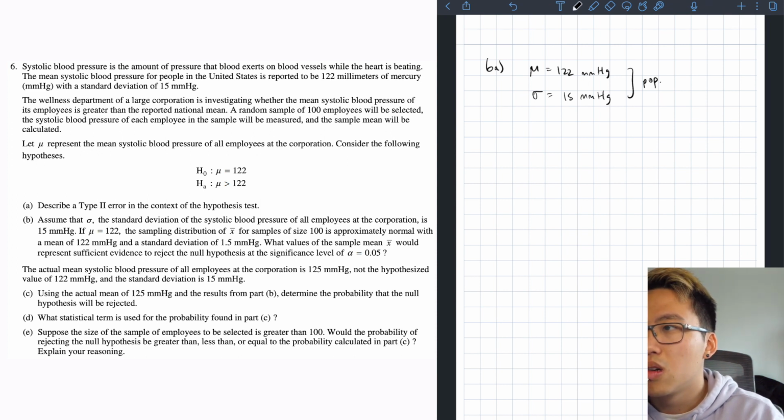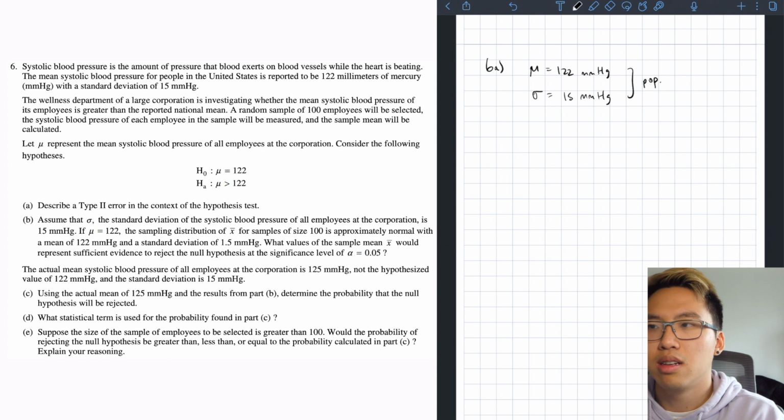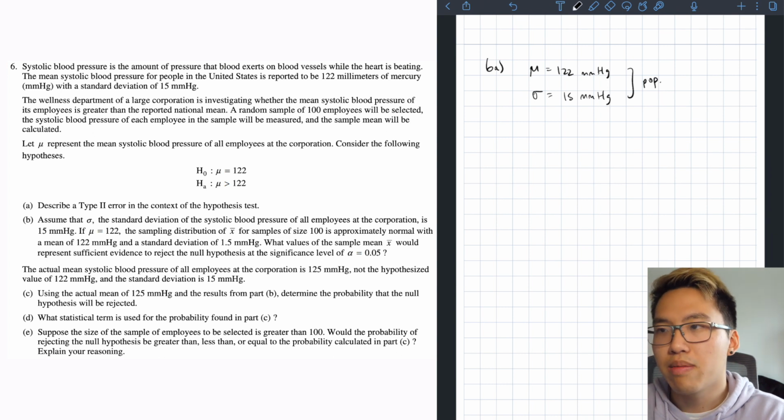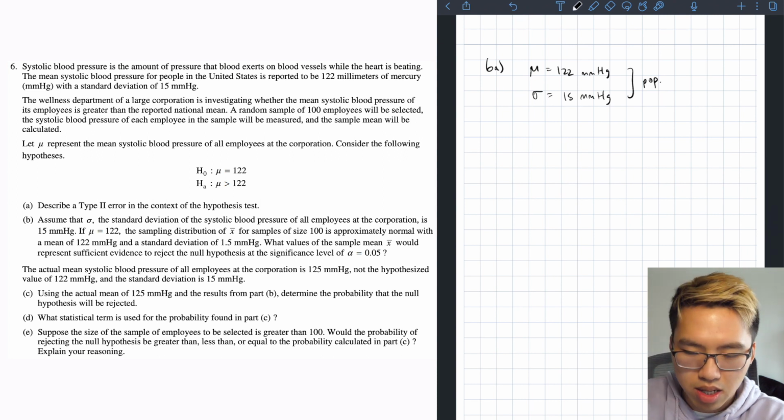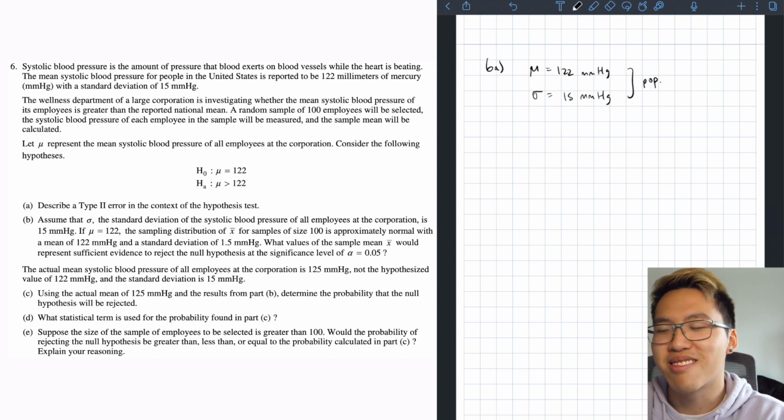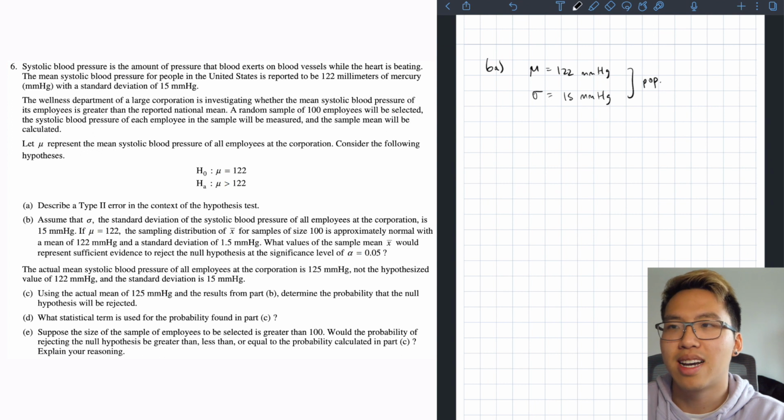Okay, so a random sample of 100 employees will be selected. Blood pressure of each employee in the sample will be measured. Sample mean will be calculated. So we consider the following hypotheses. The null hypothesis is that the mean systolic blood pressure of all employees is not different from the national mean of 122, and the alternative is that the employee mean is greater than the national mean. So describe the type 2 error in the context of the hypothesis test.